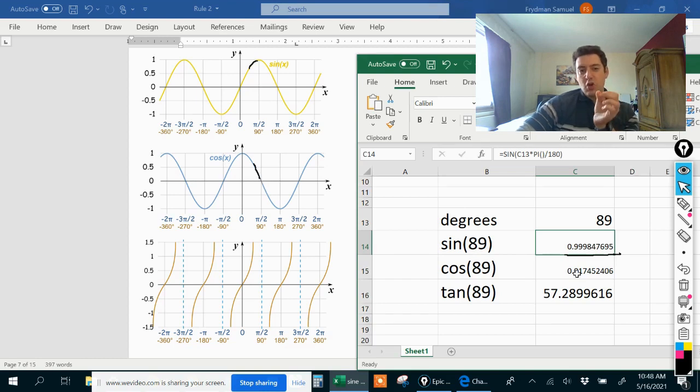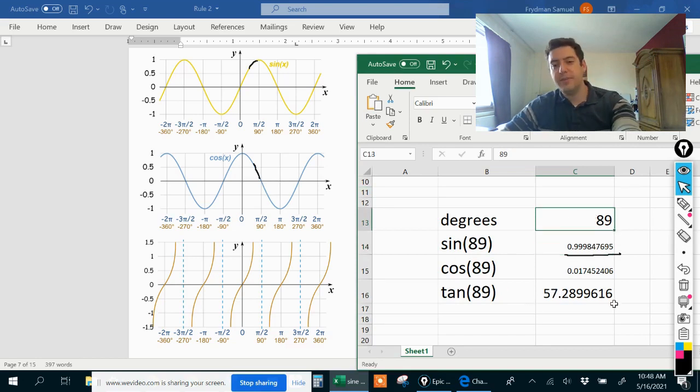It's becoming so super tiny because the cosine at 90 degrees is exactly zero. As we get closer and closer to that 90 degrees, the cosine is getting closer and closer to zero. So it's getting super, super tiny. What happens when you take something and you divide it by a super tiny number? Then the value that you get would be very large, right? That's what's happening to the tangent over here.